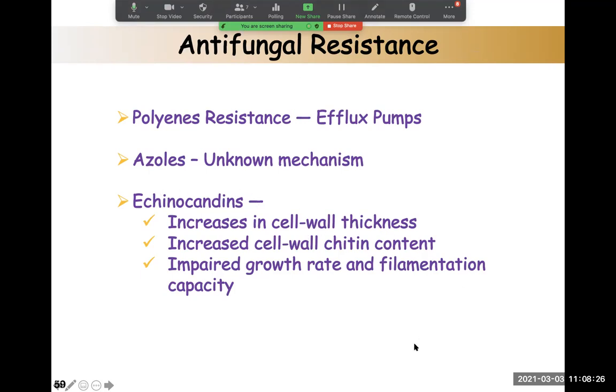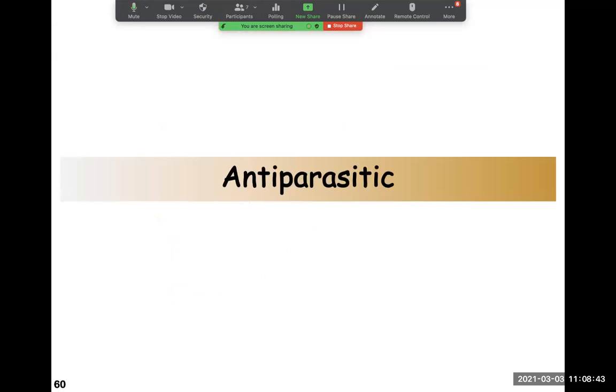And the way they do it is they increase the chitin content, and they also stop growing fast. Like, remember, you stop the growth and do the fermentation. And so echinocandins can't kill this fungi. Again, these antifungals are very few, and this is what we know as of now.